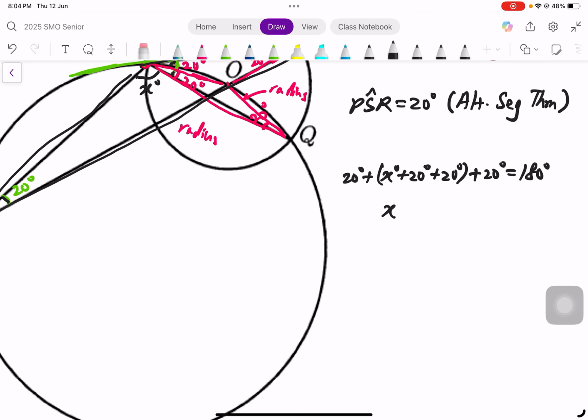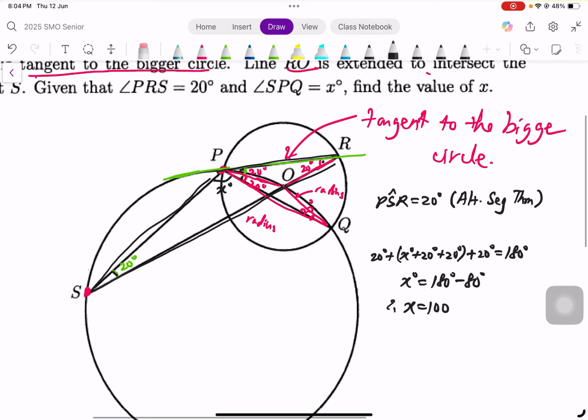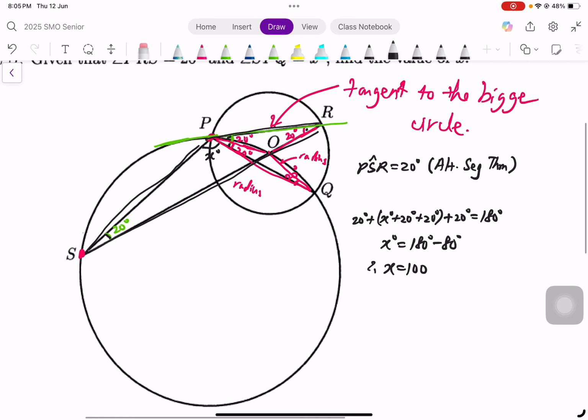Therefore, in this case, X degrees is just equal to 180 degrees minus 80 degrees. X is just simply 100. That's it. Therefore, I think this question is actually quite okay. All right, with that, I stop here.